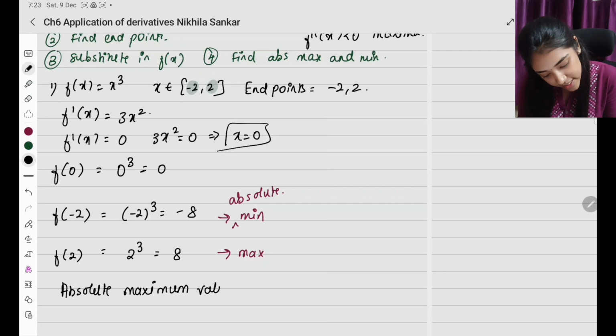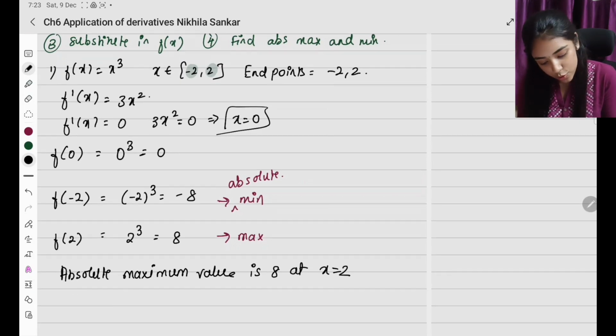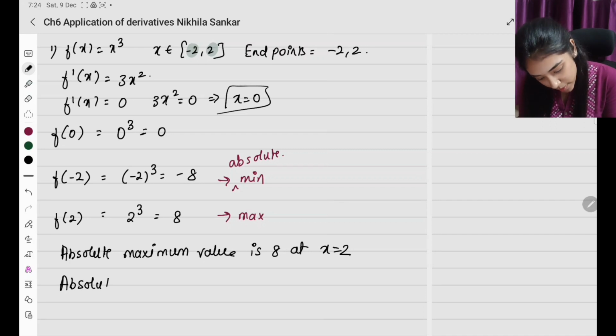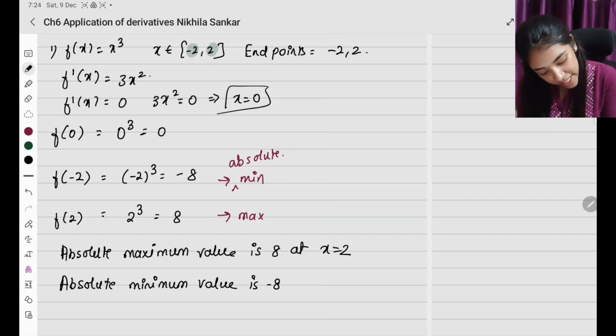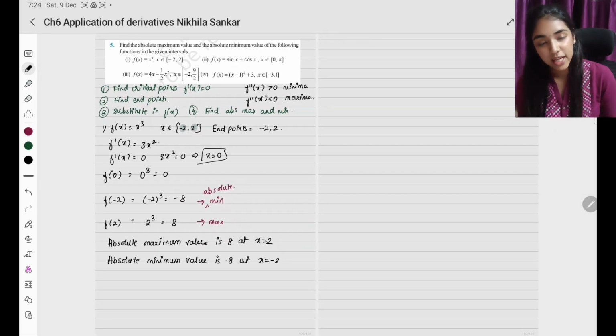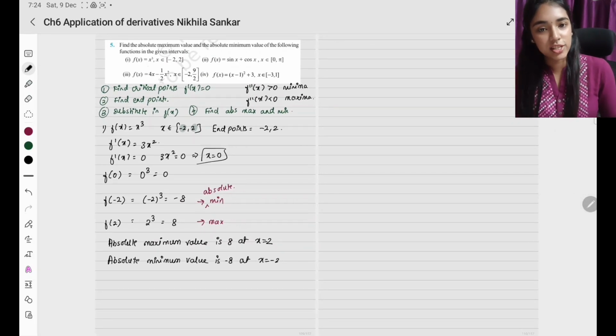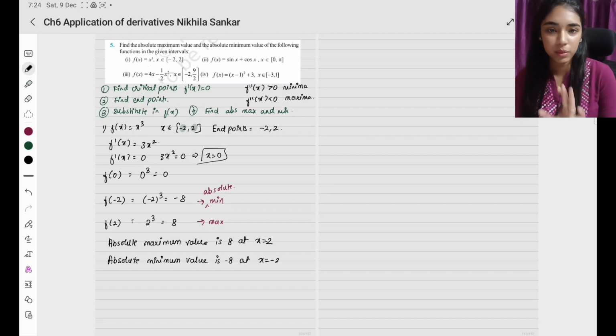value, how to write in the exam: absolute maximum value is 8 at x equals 2, and minimum is the same way. So absolute minimum value is minus 8 at x equals minus 2. So this is my answer. It is much simpler than how we solved it before. Absolute maximum, absolute minimum should be found this way.